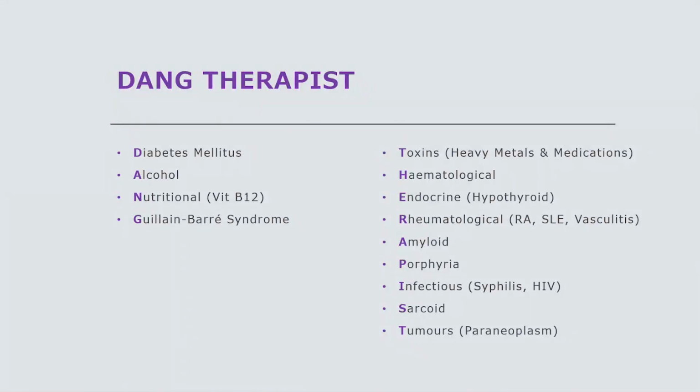It could be caused by porphyria. If we go on to the I in therapist, infectious, I've put in syphilis, I've put in HIV, which are causes of neuropathy, less common than they once were, but still important in terms of your screening questions. Because somebody might have syphilis, they might have HIV that's causing the neuropathy. Sarcoid, you can have sarcoid tumors, or this T can sometimes be trauma as well.